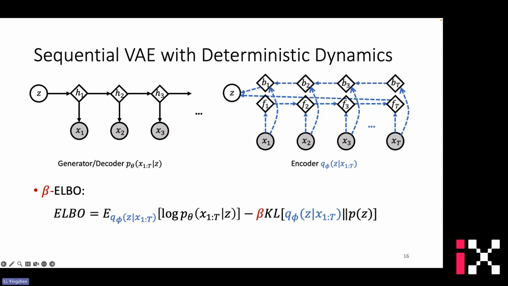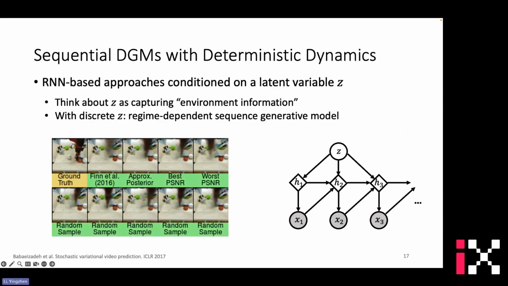There is another potential architecture that you might consider, which is still, again, deterministic dynamics, but in a slightly different way. This is the architecture that has been used in some setups where people try to build a video generator that describes some sort of environment. You can think about this Z, instead of only specifying the initial condition of the dynamics, as sort of the environment information of the simulated environment.